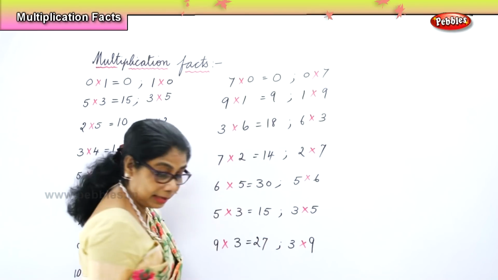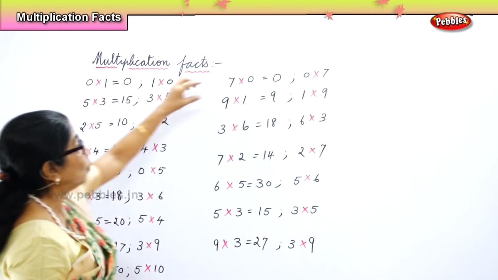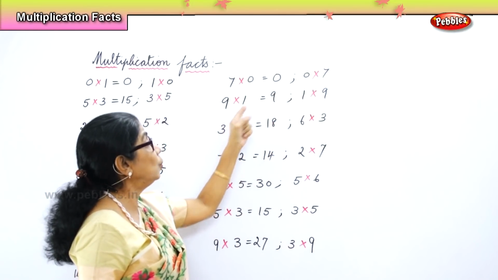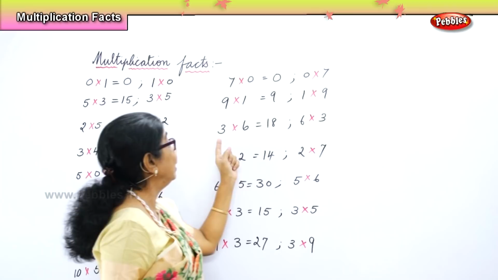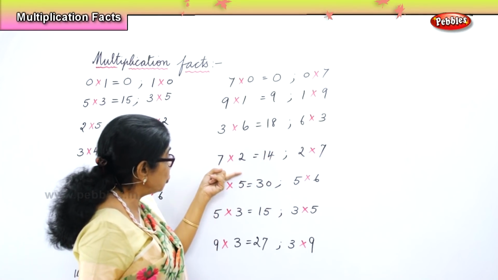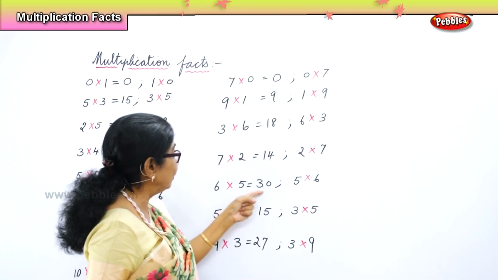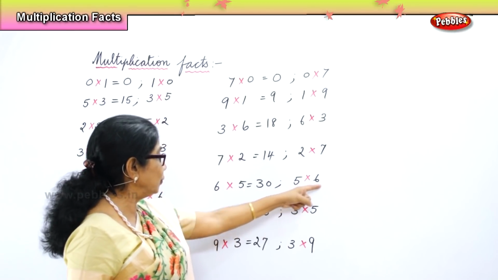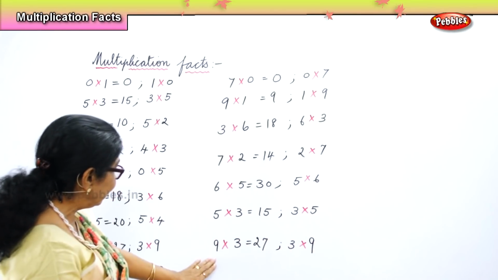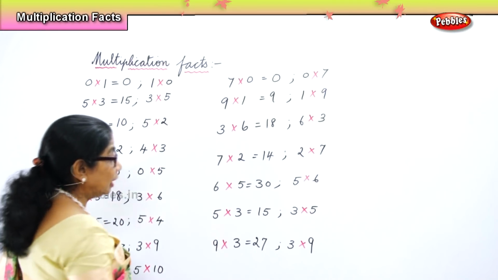What did we learn today? We learned the multiplication facts. What is 7 into 0? It is the same as 0 into 7. 9 into 1 is the same as 1 into 9. 3 into 6 is the same as 6 into 3. 7 into 2 is the same as 2 into 7. And 6 into 5 is the same as 5 into 6. 5 into 3 is the same as 3 into 5. 9 into 3 is the same as 3 into 9.